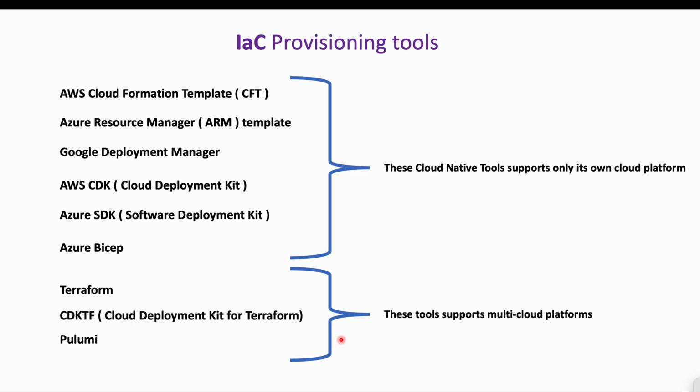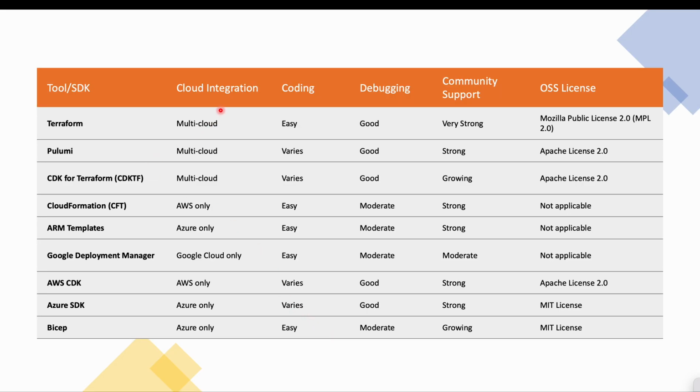Let's see a few other differences as well. As we discussed, Terraform, Pulumi, and CDKTF support multi-cloud. So if your environment is multi-cloud, like hybrid cloud, Azure and AWS, or Azure and GCP, and you want to manage it using one IaC tool, then the best tool is one of these three: Terraform, Pulumi, or CDKTF. Out of these three, if you want to choose one, then see these differences.